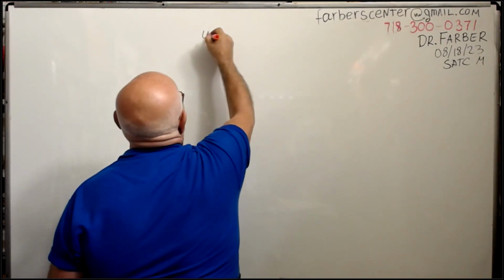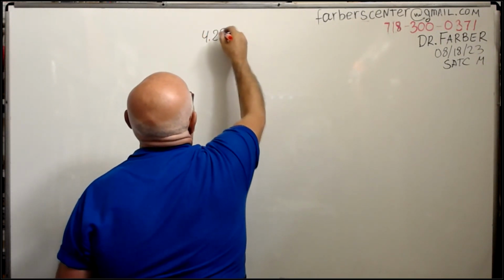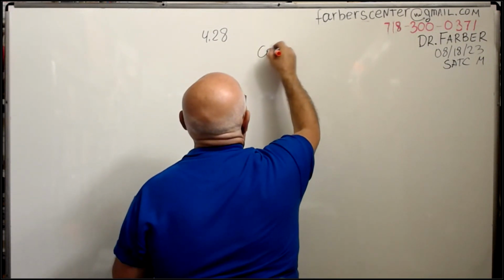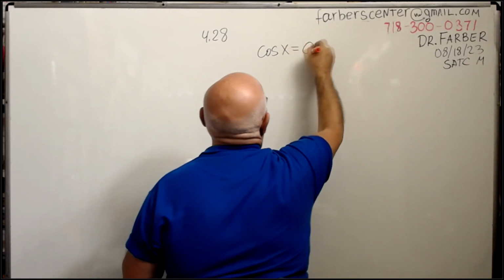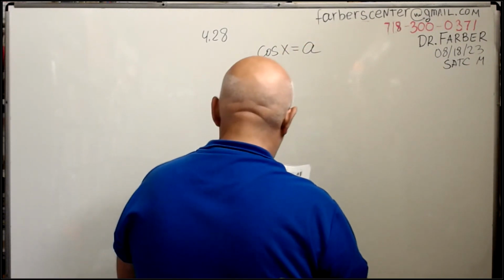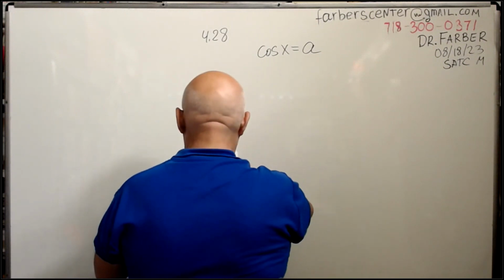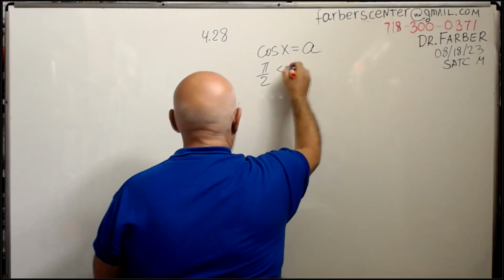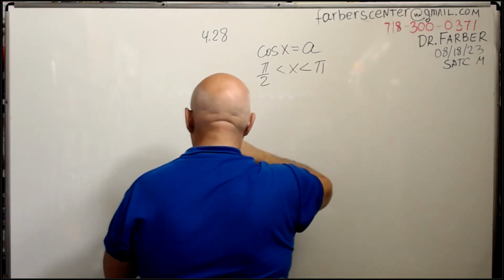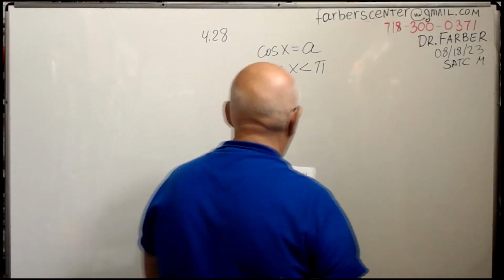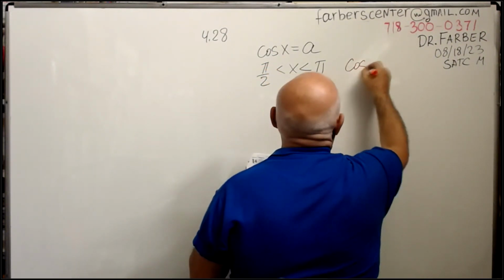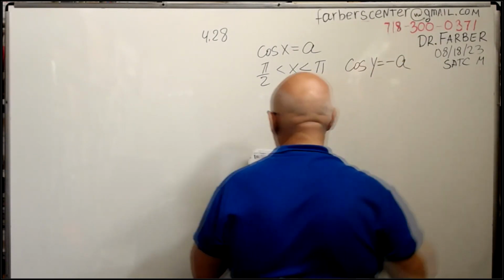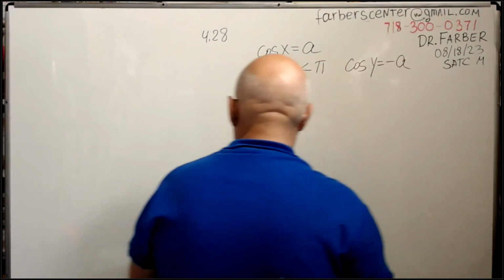428. The best way to solve, make a sketch like we did already. What is given? First of all, cosine of x equals a. Good. Next, pi over 2 less than x less than pi. And cosine of y equals negative a. Find y.